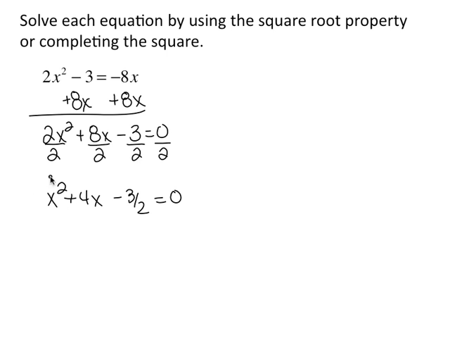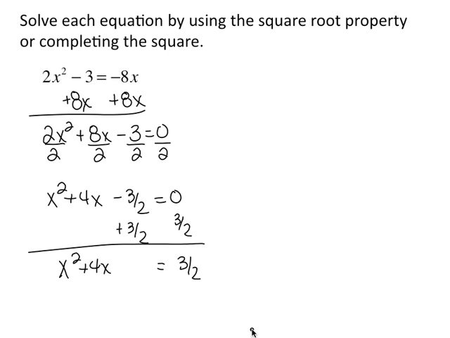The next step is to leave the variables on one side and move the constant to the right-hand side. So I'm going to add 3/2 to both sides. So we get x squared plus 4x is equal to 3/2.